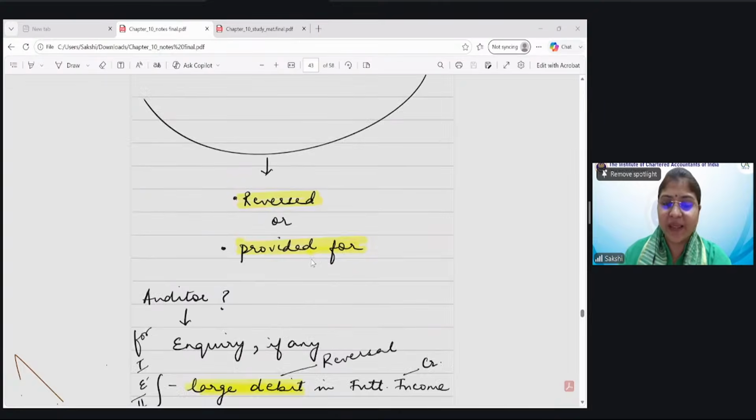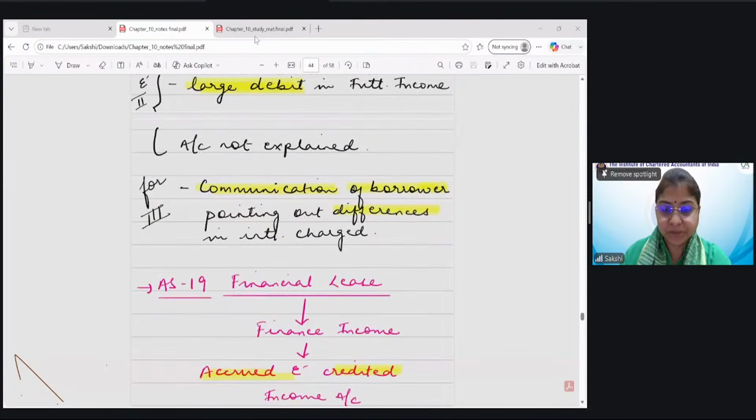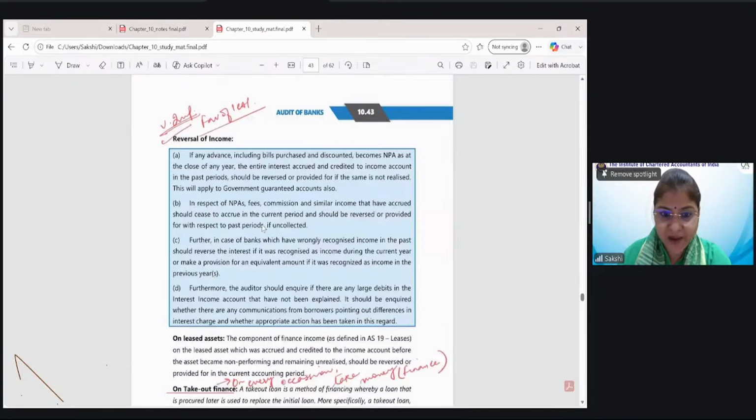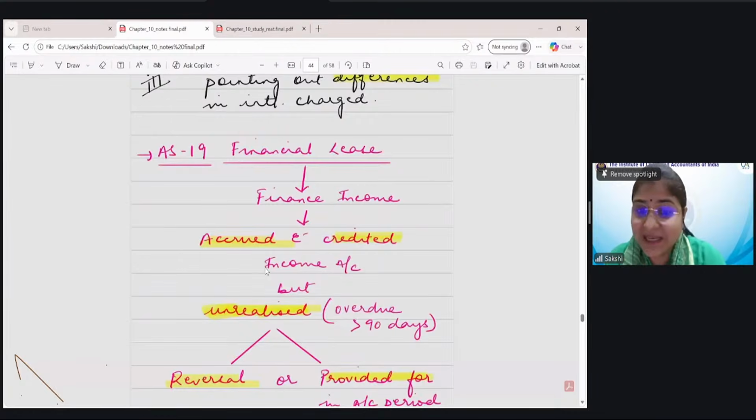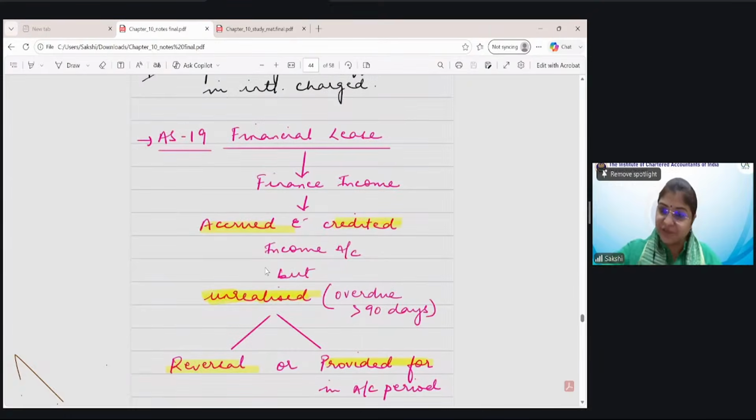Okay. Coming to our next topic. So this is what they have said. Coming to the next topic, that is AS 19, the finance lease. Again, they say this finance income is due and credited to your income account, but if it is unrealized for more than 90 days, overdue for more than 90 days, again the same treatment: reversal or provision to be made. So if a question comes to you, finance income accrued and credited but not realized, it has to be either reversed or provided for, meaning a provision for the same has to be made.